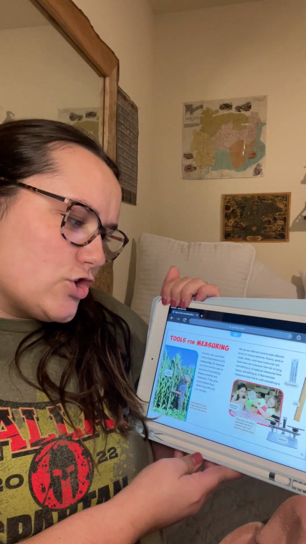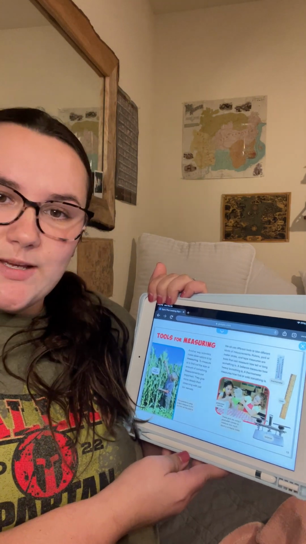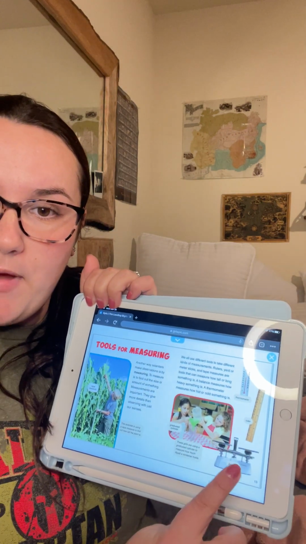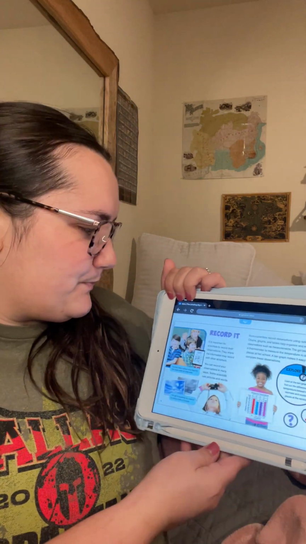A balance measures how heavy something is. A thermometer measures how hot or cold something is. You can see the ruler, the balance, the thermometer. There's different ways to measure things.